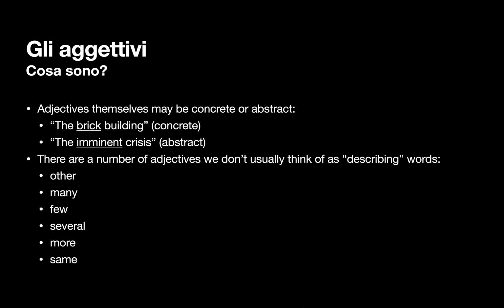Adjectives themselves can also be either concrete or abstract. Like the brick building, that's pretty concrete. It's a building, it's made of bricks. On the other hand, if we say something like the imminent crisis, that's more abstract. How do you visualize imminent? So adjectives can be a couple of different things. And additionally, there are some adjectives that we don't usually think of as adjectives, that don't usually come to mind as describing kinds of words. This is an incomplete list, but these include other, many, few, several, more, same, those kind of things. And as you may notice, these are very common.